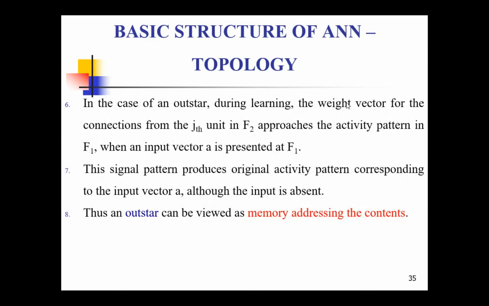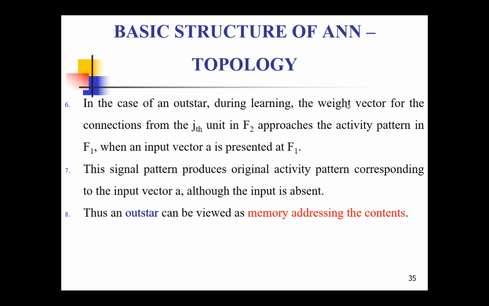So now you can see, in the case of an outstar, during the learning process, the weight vector connections from the jth unit in F2 approach F1, whenever there is an input neuron in F1. This produces the activity pattern that corresponds to an input vector A, although the input is absent. So this is seen as a memory addressing the contents.